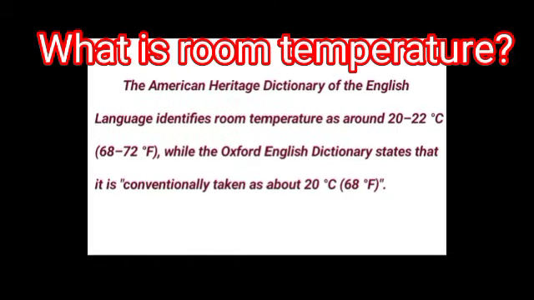The American Heritage Dictionary of the English language identifies room temperature as around 20 to 22 degrees Celsius or 68 to 72 degrees Fahrenheit, while the Oxford English Dictionary states that it is conventionally taken as about 20 degrees Celsius or 68 degrees Fahrenheit.